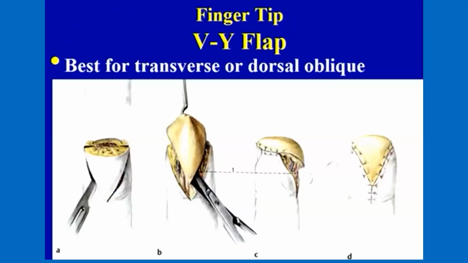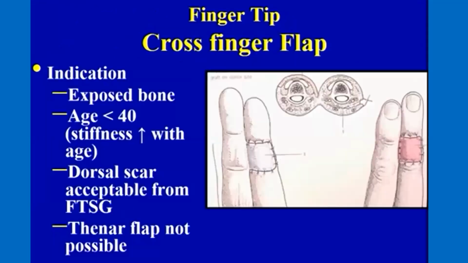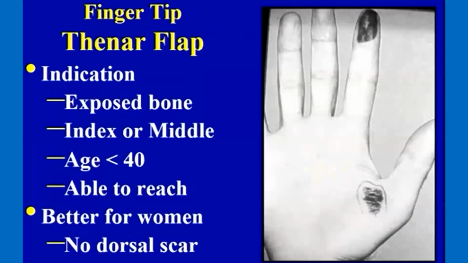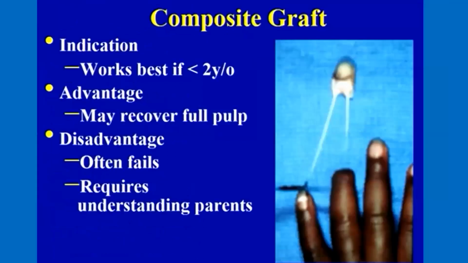You can do a cross finger flap to cover wounds. You can do a finger to finger flap, think of a two web or the thumb flap, which is shown over here. You can do a composite flap in children.